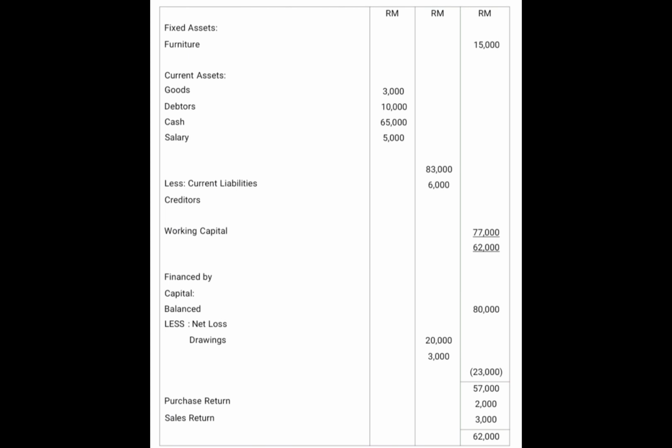For the working capital, it is 75,000 minus 18,000, equal to 57,000. Finance is 18,000 and the capital is 18,000, and the salary is minus 5,000, minus 3,000, equals 7,000. It is the same in balance.